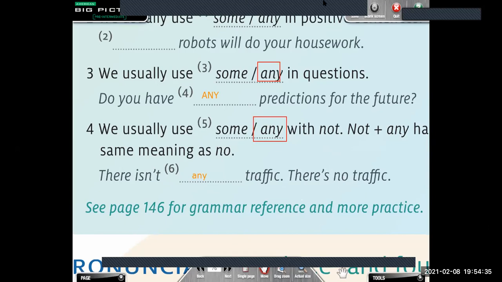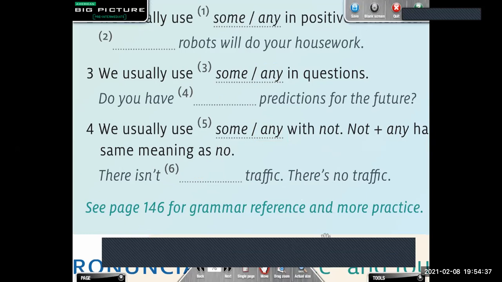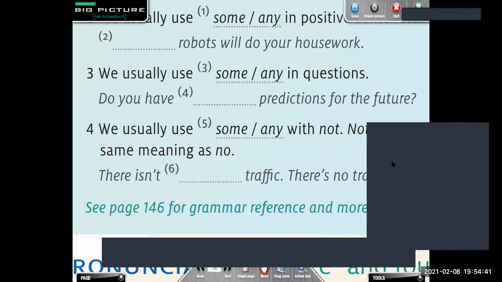Okay? Good. Let's practice a little bit this. Let's go to page 104.